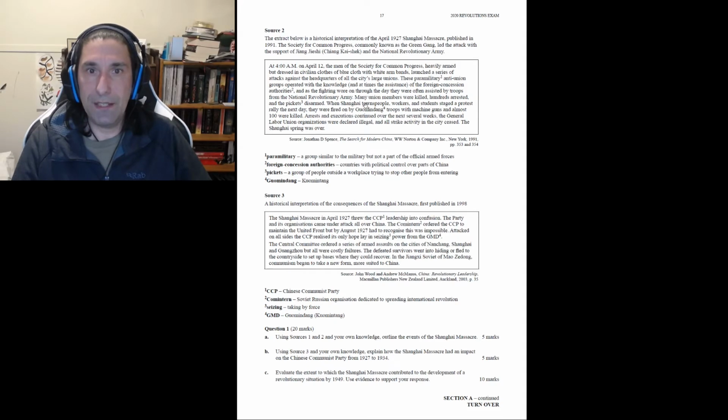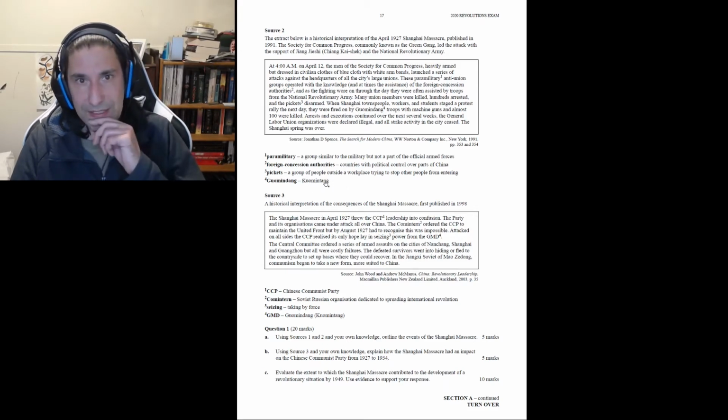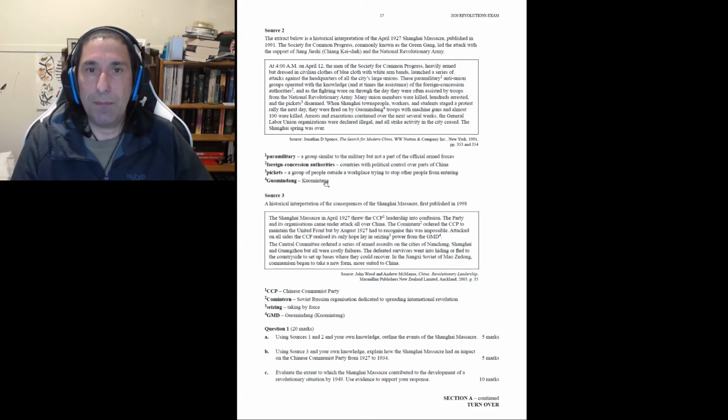And we can see down here the Kuomintang is referred to here. So Kuomintang, that is the pinyin, and Kuomintang is the Wade-Giles version. And you'll see this with a lot of our written sources for the Chinese Revolution. Sometimes words will be in the pinyin version, or they may be in the Wade-Giles version, but 99% of the time both versions will be given, so you shouldn't have any problems understanding what the extracts are about.